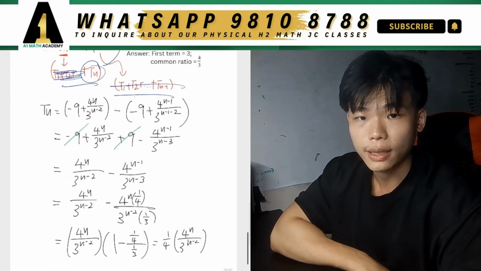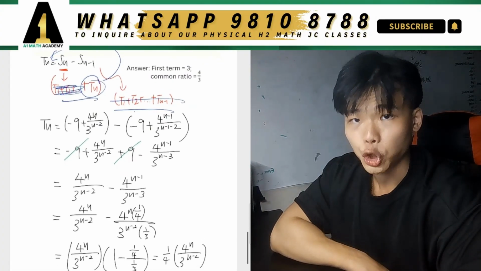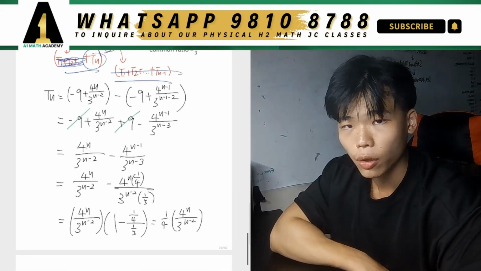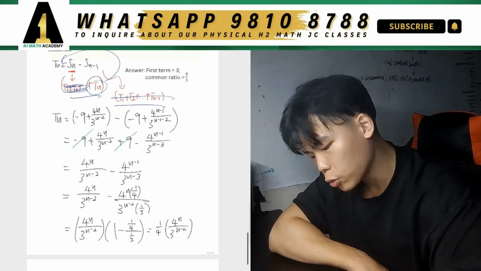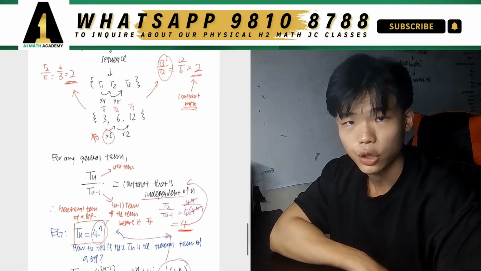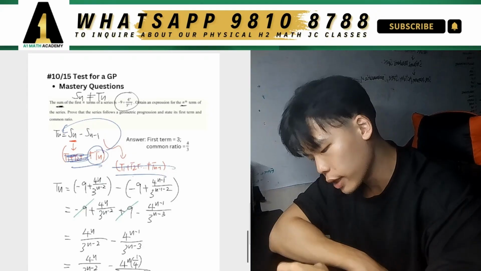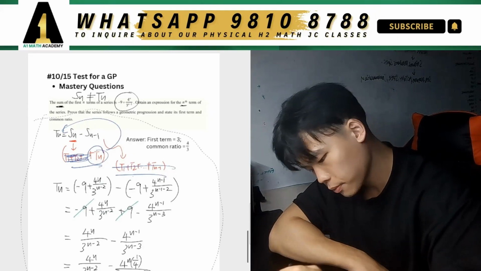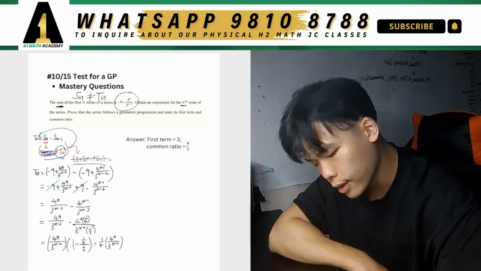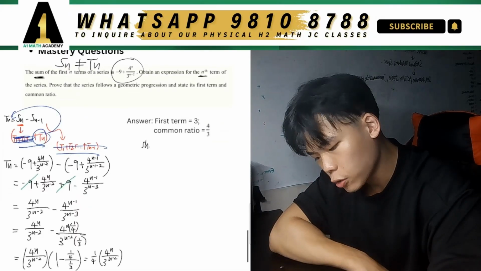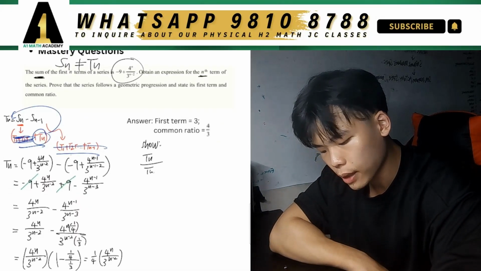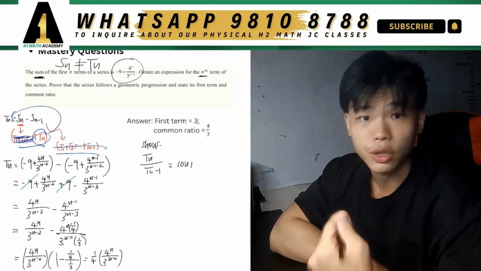So now with that said, how do we prove that it is a GP? From this moment onwards, what we need to do is to use the method above, which is the test of a GP. I'm just going to shrink this. The way that we do that is to show that Tn over Tn minus 1 is a constant. We just need to show that.